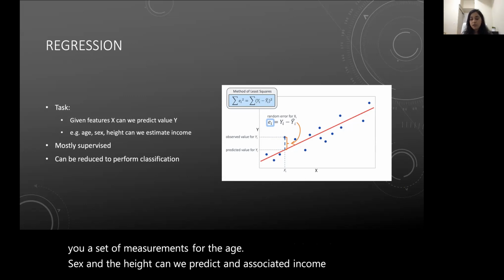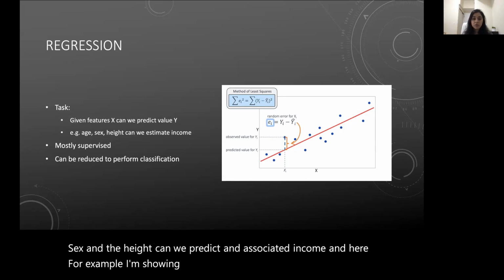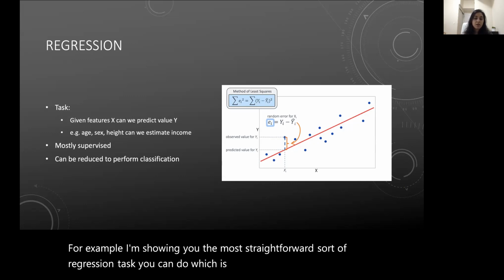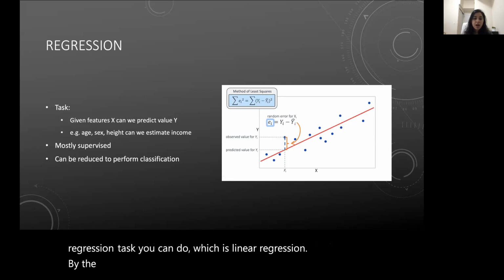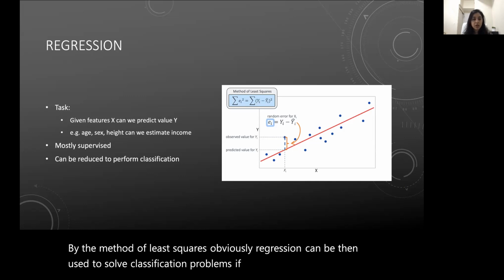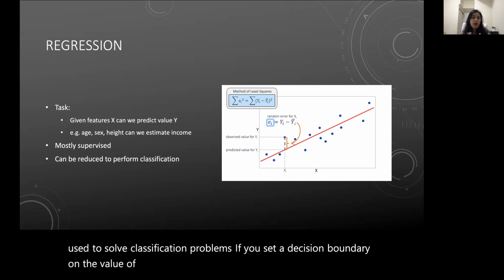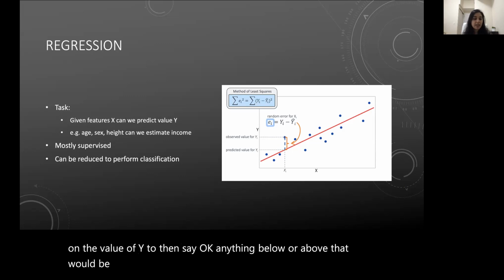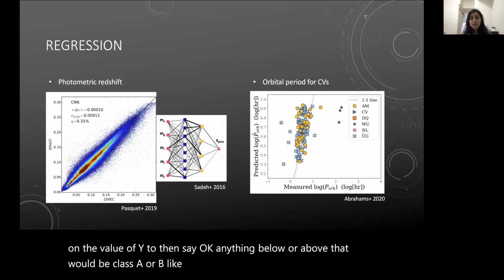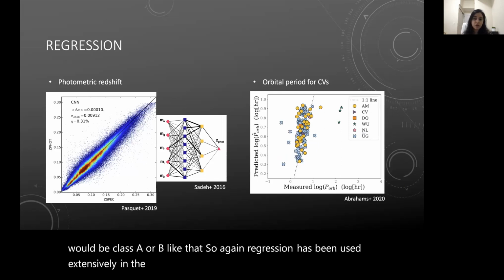Here, for example, I'm showing you the straightforward sort of regression task you can do, which is linear regression by the method of least squares. Obviously, regression can then be used to solve classification problems if you set a decision boundary on the value of Y to say, anything below or above that would be class A or B. Regression has been used extensively in the literature. Here are two examples that I picked out to show you how this may work in practice.